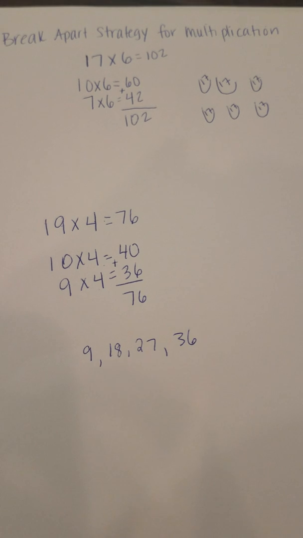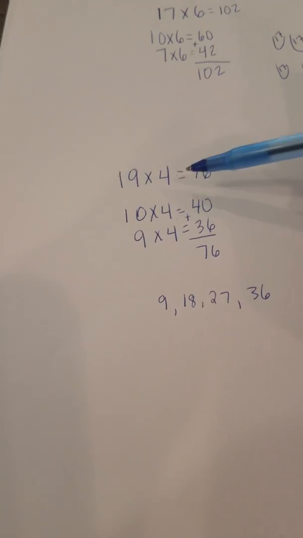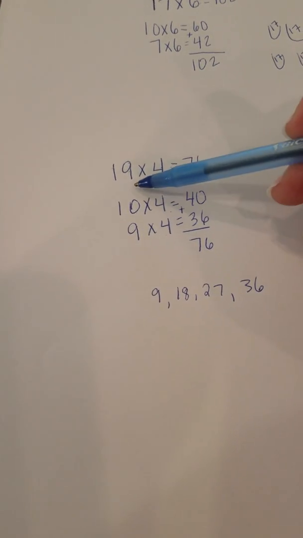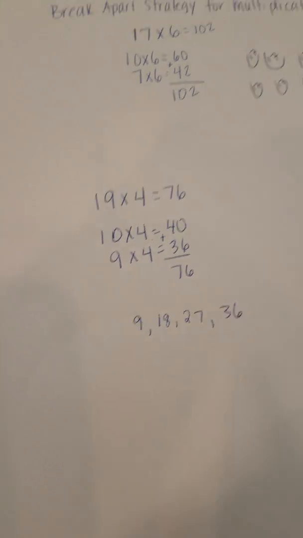And that is the break apart strategy for multiplication. Remember, one number has to stay constant, and you break the other part into smaller parts to make it easier.